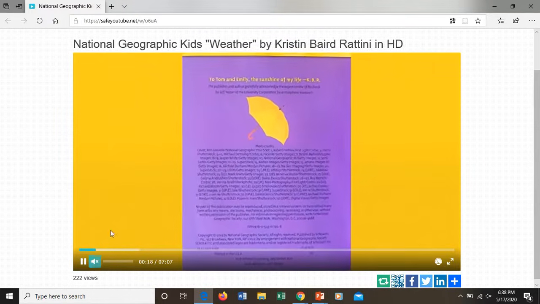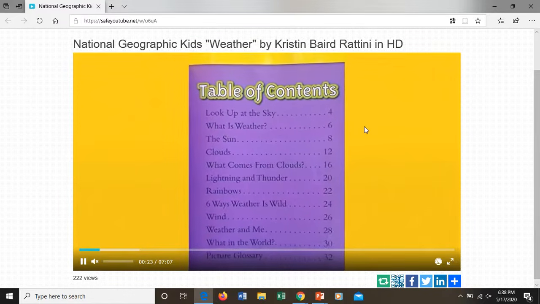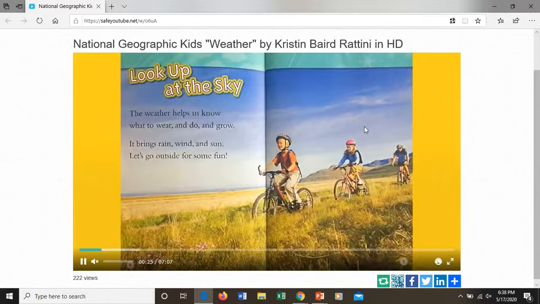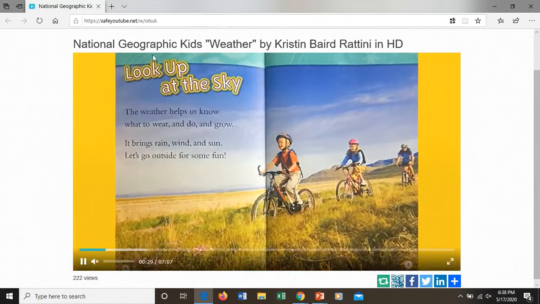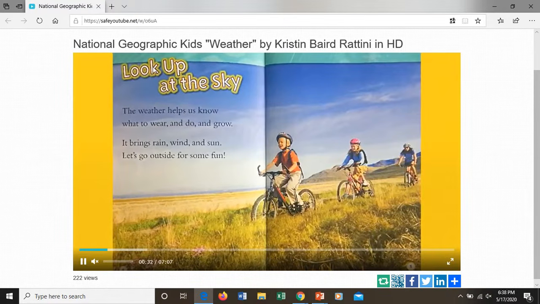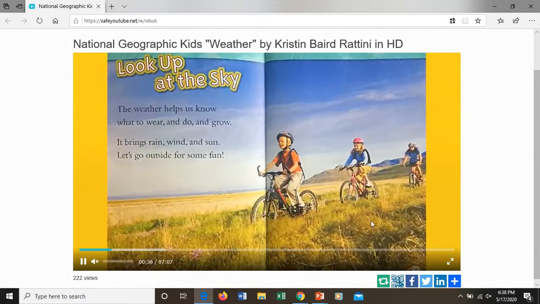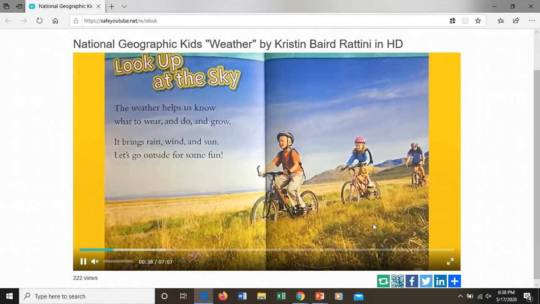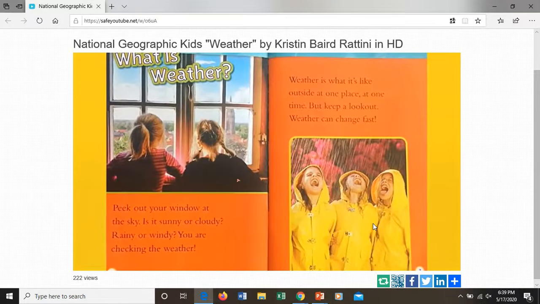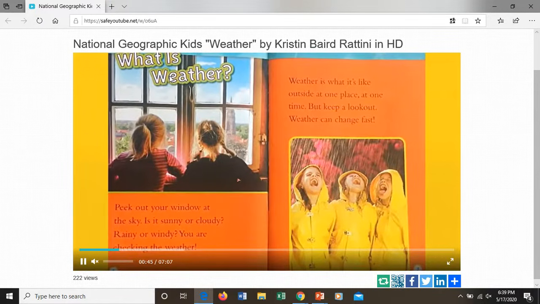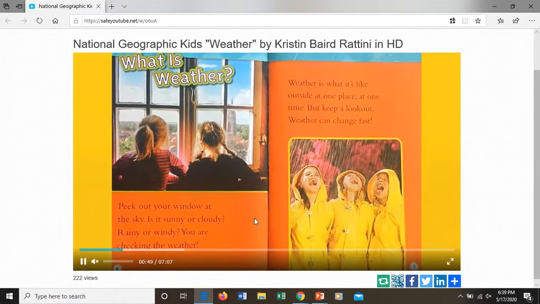There's even a dedication page. Okay, here's a text feature. Here's our table of contents. Wow, lots to learn in that book. Look up at the sky. There's a heading. Okay, and then I also see realistic photographs. That's another big clue that this is going to be a nonfiction book. Here's another heading, what is weather? So this whole section of the book is going to be all about the weather.